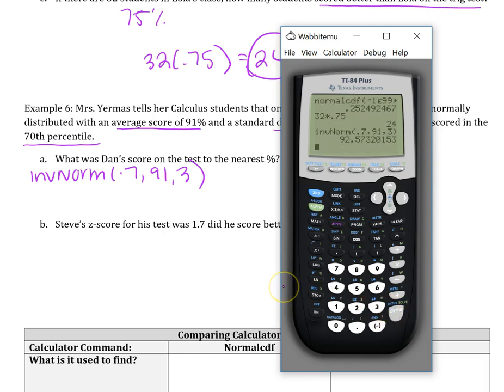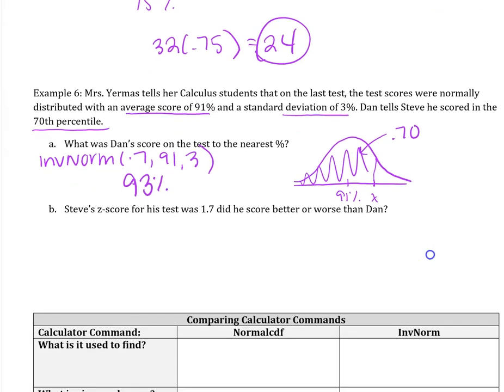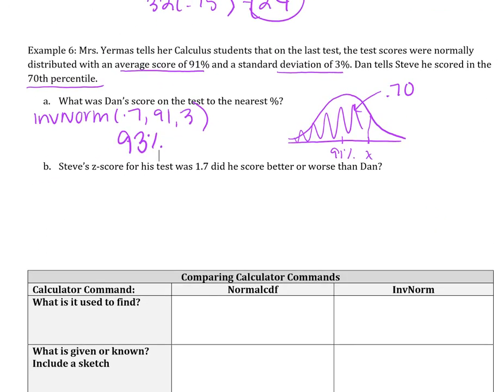So 92.3 or 92.5, which is 93%. Steve's z-score for his test was 1.7. Did he score better or worse than Dan?